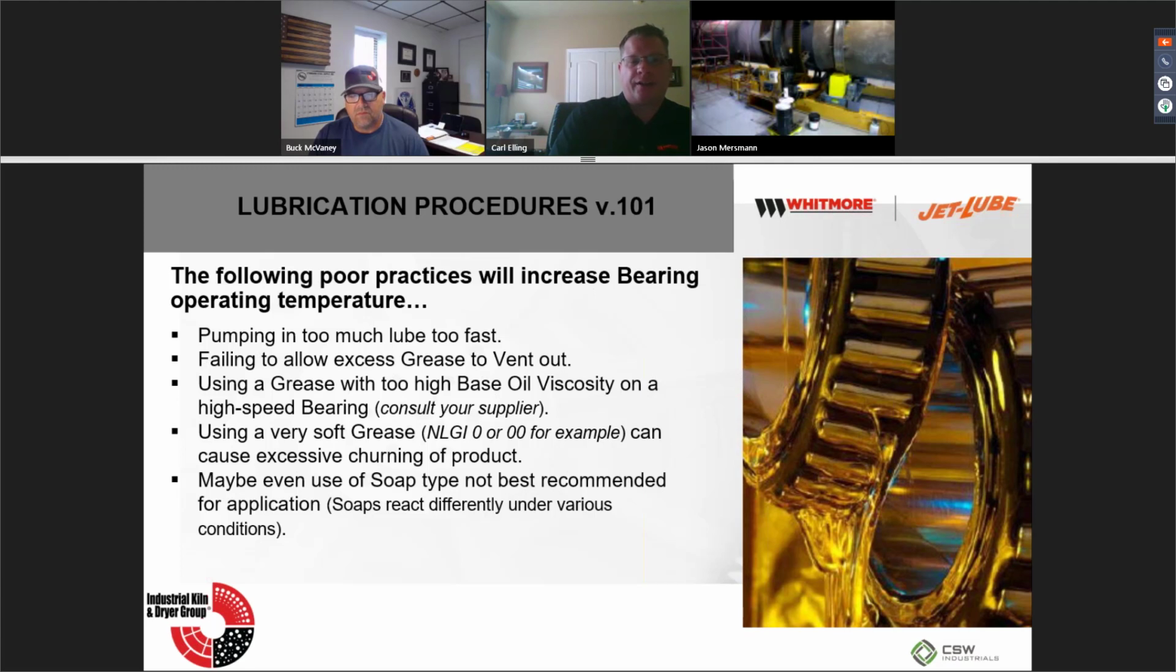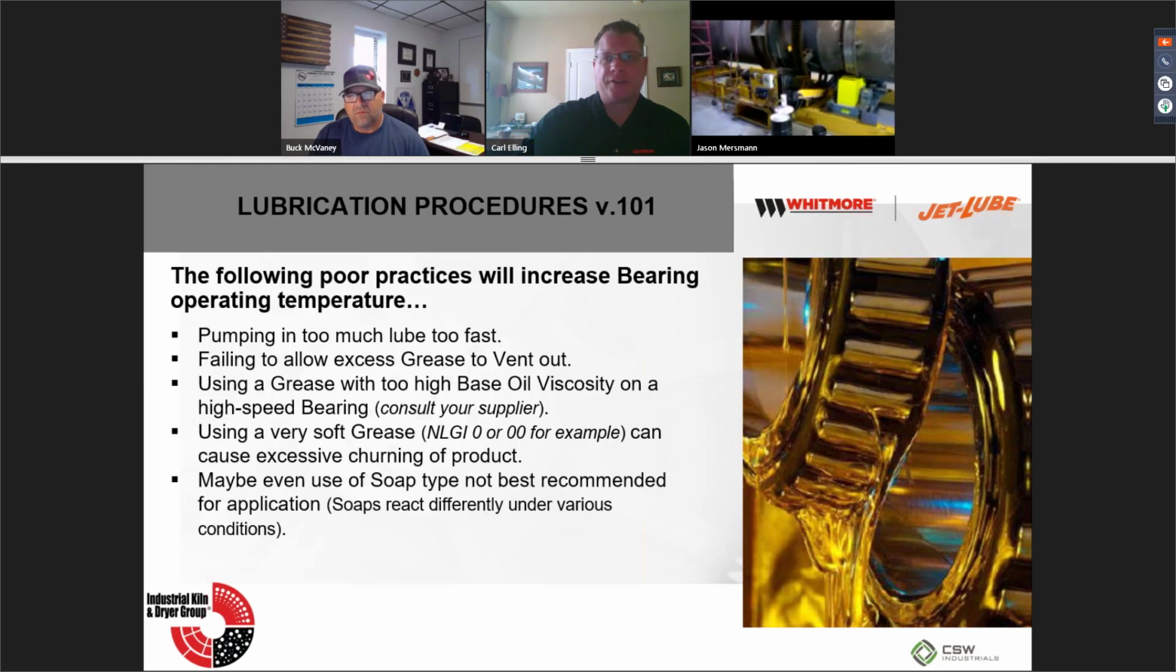Also, the soap type may not be best recommended for the application. The soap thickener used in the grease reacts differently under various conditions. If you've got chemical attack, water, all these things to consider, some of the soap thickeners are protective against those applications. So just be aware of those situations. And if you don't know, and you've got one of those bearings that gives you a lot of grief, give us a call. We'll walk you through, ask you some questions, and maybe we can help out.